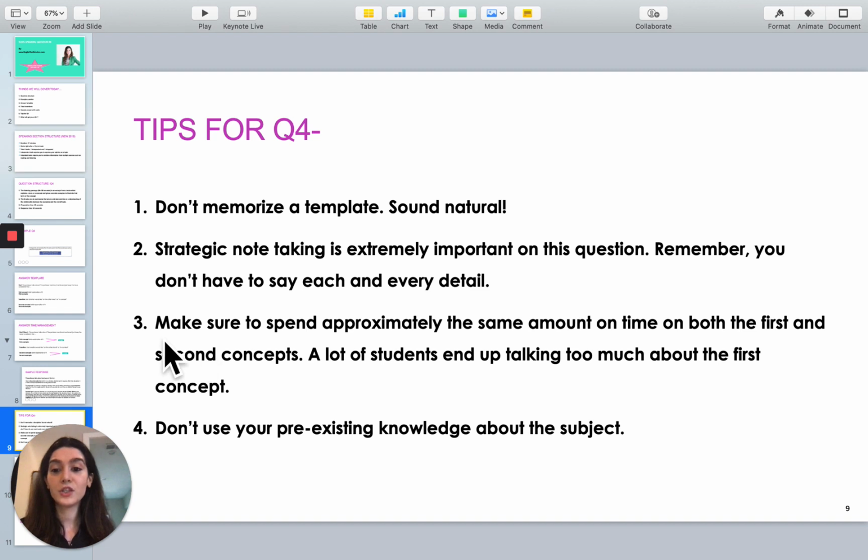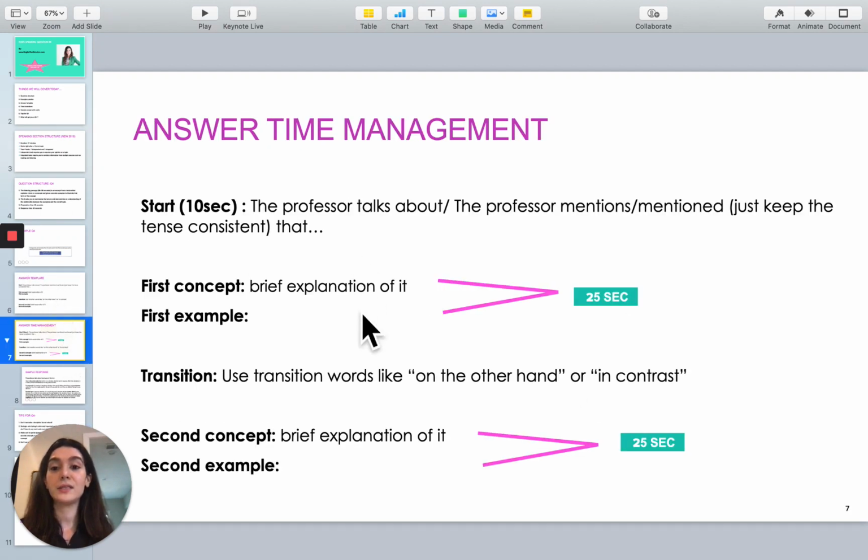Then point number 3 is to make sure to spend approximately the same amount of time on both the first and the second concepts. A lot of students end up talking too much about the first concept. That happens a lot. So we're going to go back to this time management here. A lot of students are going to end up talking about the first concept and first example way too much, and then they're not going to have enough time for the second concept and second example.